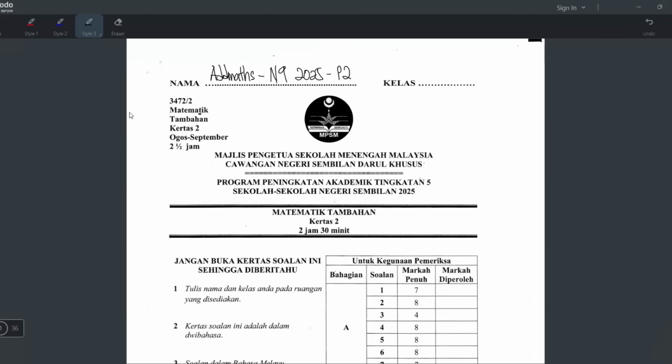This video I will do an Addmaths paper. I'm going through the Negeri Sembilan trial for 2025, and this is paper 2. My last video was paper 1. Now it's paper 2 lah.